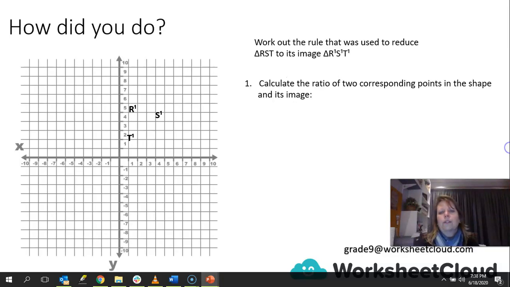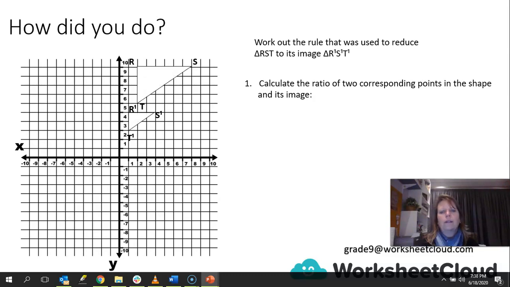Right, let's see how you did. Okay, there's our one triangle, there's our other triangle. So what you had to do was work out the rule. Okay, the first thing is going to be to calculate the ratio of two corresponding points in the shape and its image. So two corresponding points would be R as to R1, S as to S1, T as to T1. Okay, you could use any of the points.